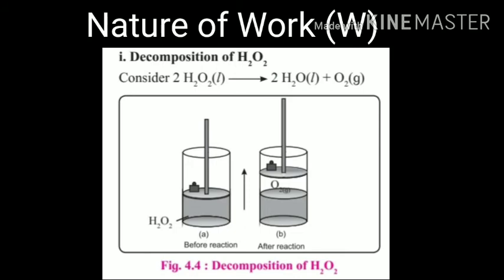So, the loss of energy by the system is equal to work done by the system on the surrounding. So, this is an example of pressure volume expansion, because in this case a gas, oxygen, was liberated, which expanded and lifted the piston in an upward direction.